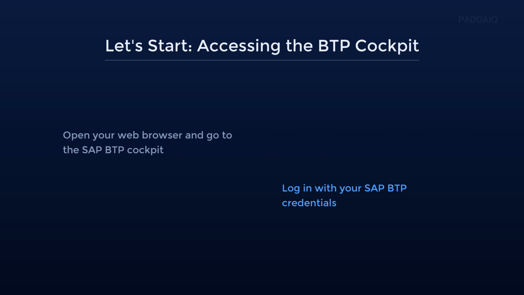Log in with your SAP BTP credentials. This means using your specific username and password for the SAP Business Technology Platform. For example, a developer would use these to enter the cockpit and begin building an application. This secure access is your first step to managing all your cloud resources.